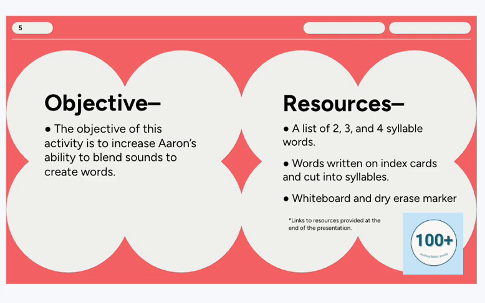Our resources: we have a list of 2, 3, and 4-syllable words, which you would find a link to at the end of our presentation. You have those words written on index cards and cut into syllables, and then also a whiteboard and dry erase marker for the spelling activity.